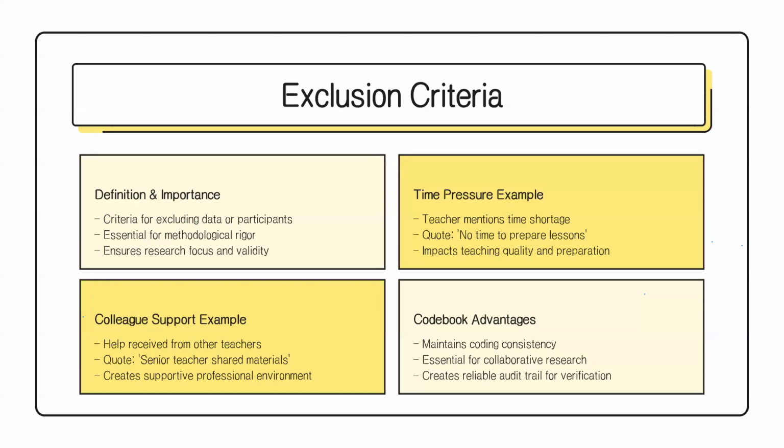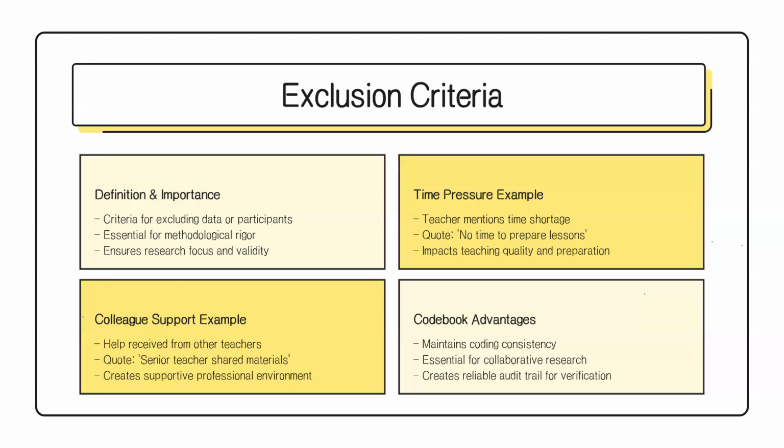The main advantage of using a codebook with clear exclusion criteria is that it maintains coding consistency throughout your analysis. This is especially important for collaborative research when multiple researchers are coding the same data. It creates a reliable audit trail. You can show exactly why you made each decision about including or excluding data.